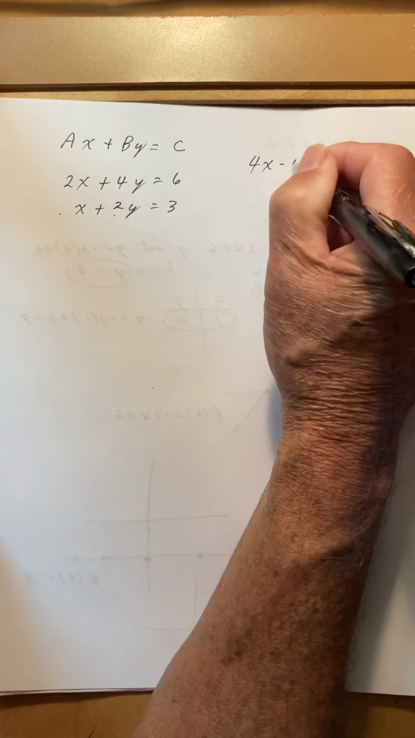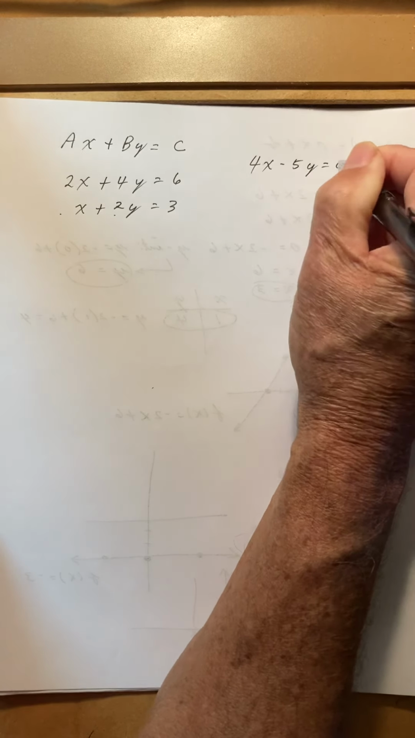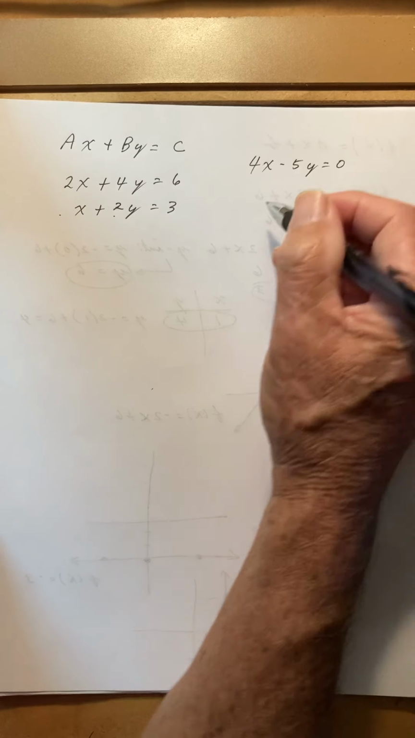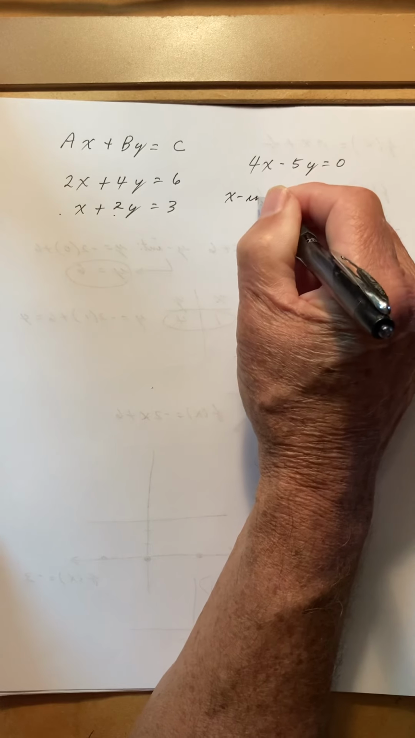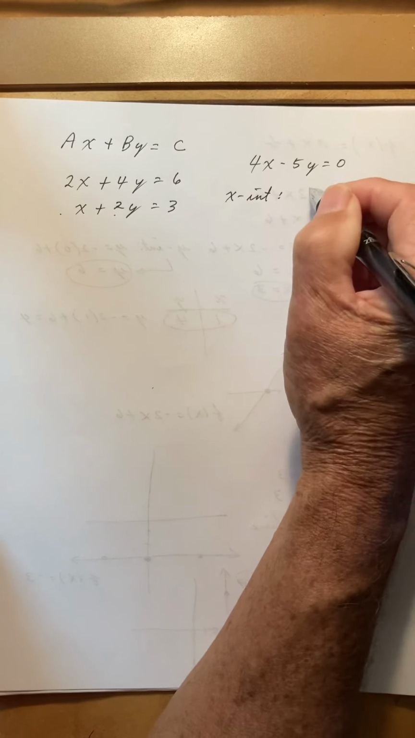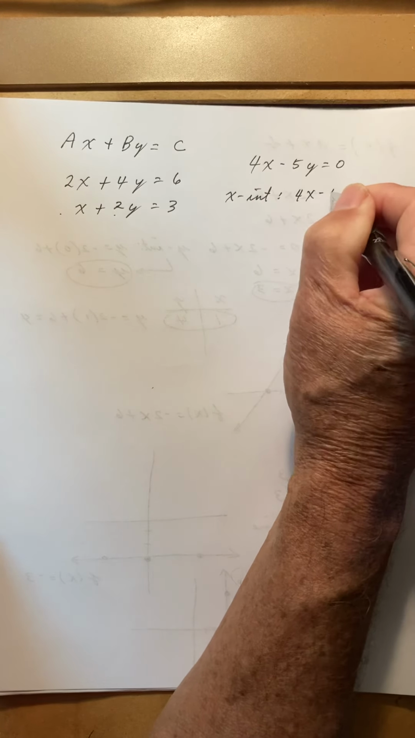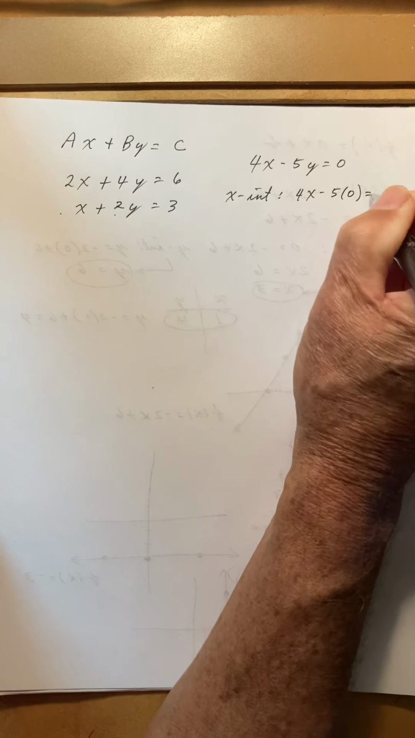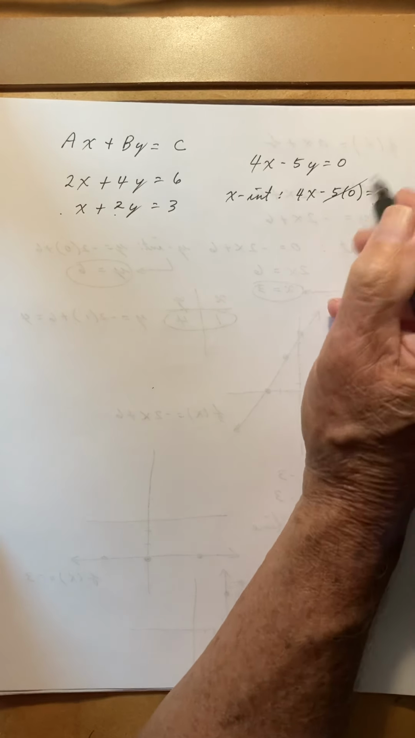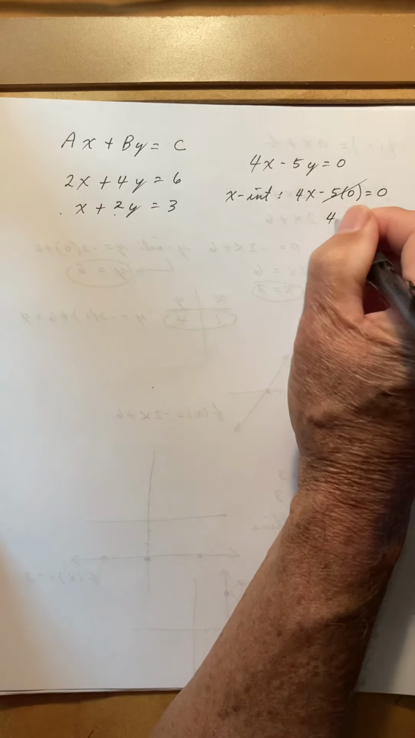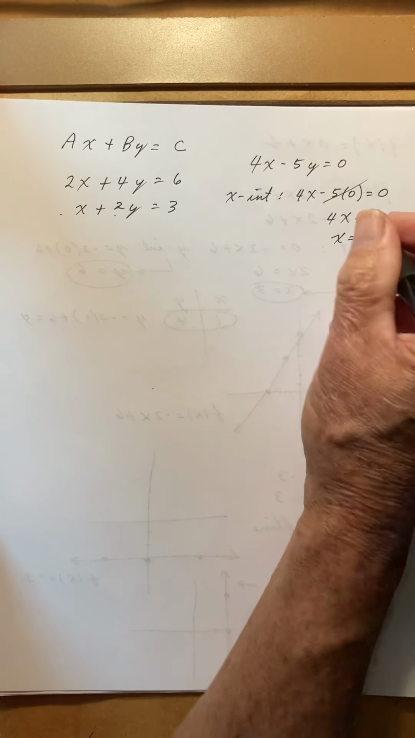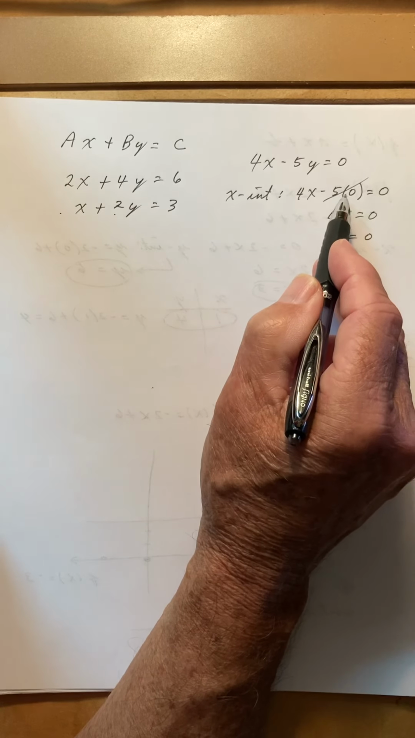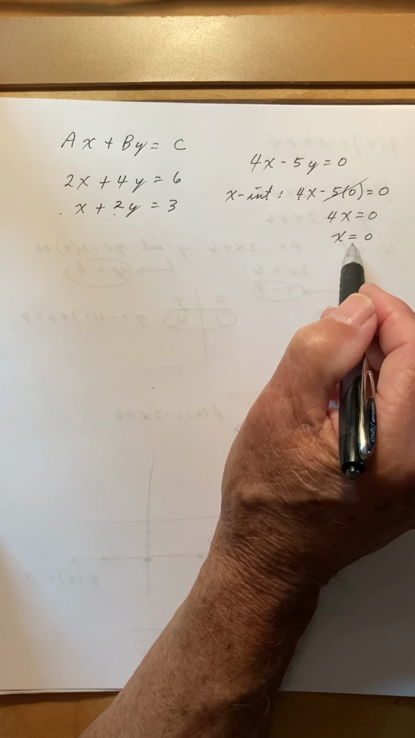4x minus 5y equals 0. And we're going to graph this using the intercept method. To find the x-intercept, we let y be 0, so that's 4x minus 5 times 0 equals 0. So this basically crosses off and we get 4x equals 0 and x equals 0. So when y is 0, then x is 0.